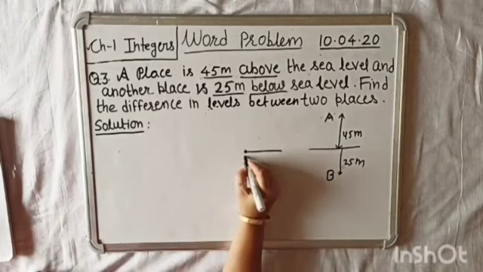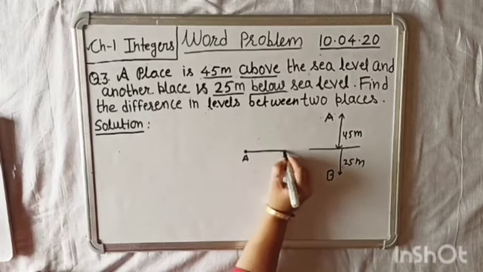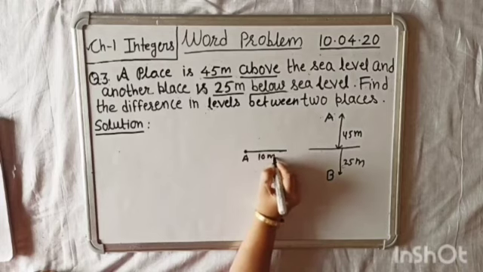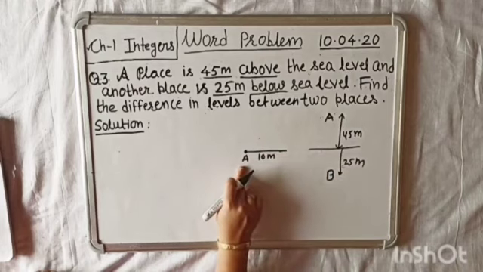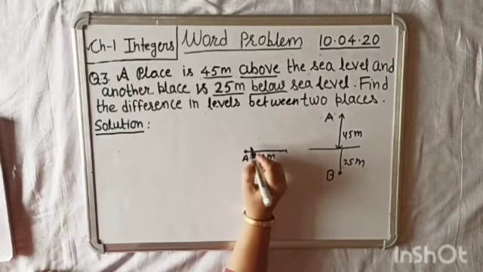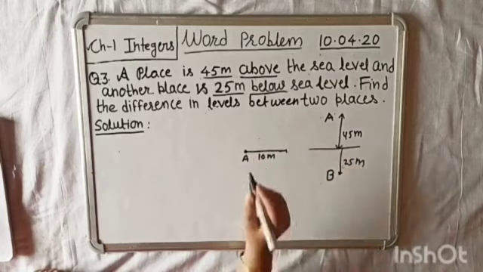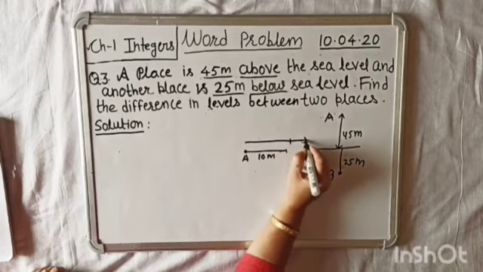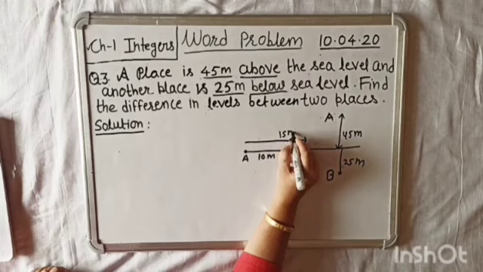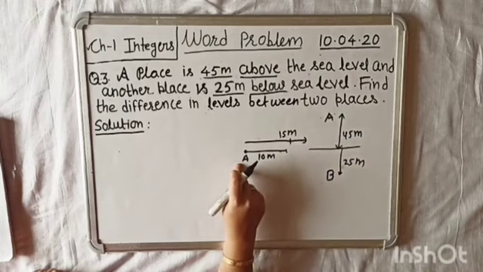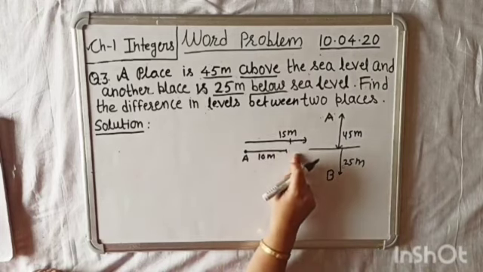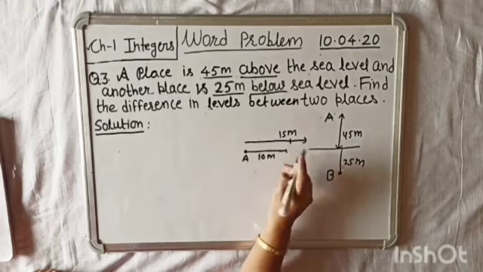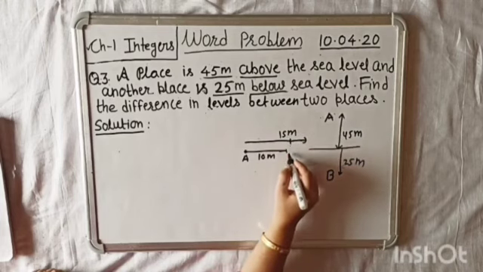Okay? And one person after 5 minutes is at a distance of 10 meter from their initial position. Okay? And second person is at a distance of 15 meter from initial point after 5 minutes. So, after 5 minutes, what will be the distance between two people?